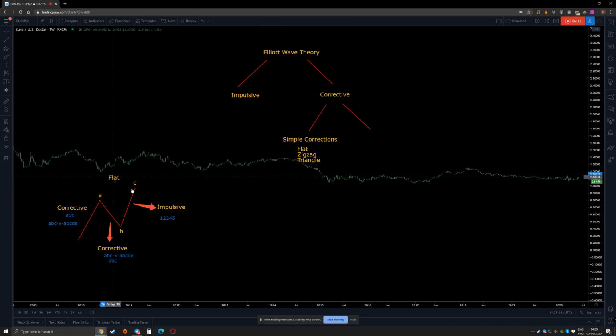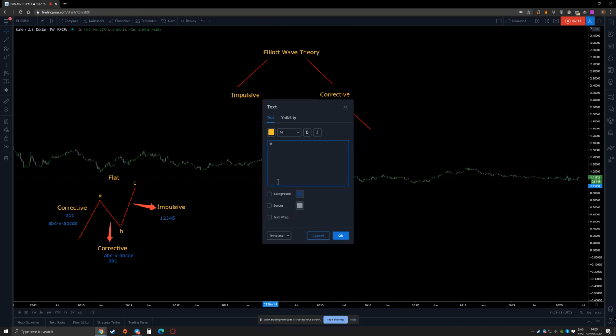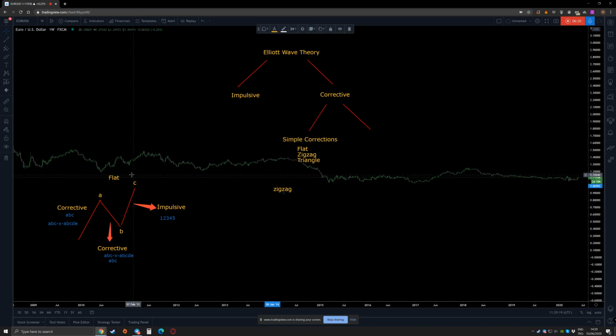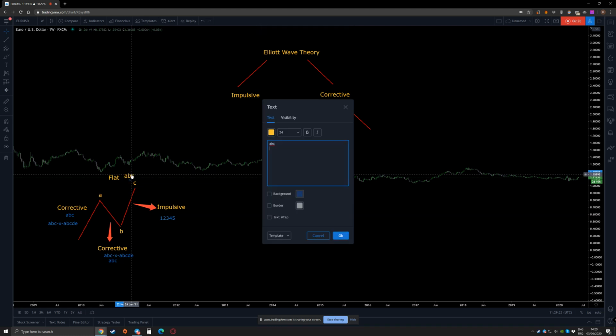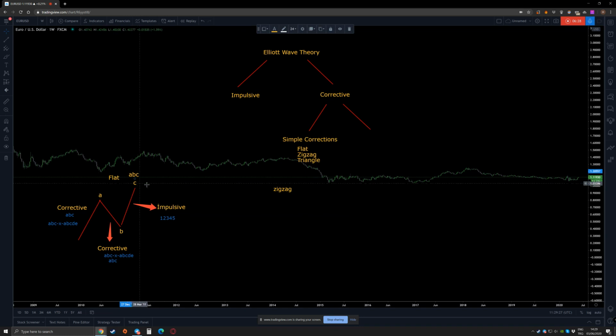Now, let's look at zigzag. By the way, just before going to this, I want to tell you this. A flat is an ABC move, like a corrective move. It means that any corrective move can be a flat. So in a lower degree, these ABCs can be a flat inside as well. Or this B wave can be a flat as well. The second wave of the impulsive move can be a flat. The fourth wave of any impulsive move can be a flat.